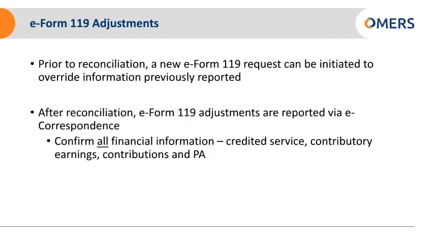In some instances, it may be necessary to adjust previously reported eForm 119 information. If the data is for the current Form 119 reconciliation year, i.e., the year is still open, then the employer can simply create a new eForm 119 request, make the revisions within this request, and submit it to OMERS. The information will override any previously reported data. If, however, the adjustment is to a prior year, the information can be reported to OMERS via e-correspondence. When submitting the information through e-correspondence, make sure to confirm all financials even if they have not changed.